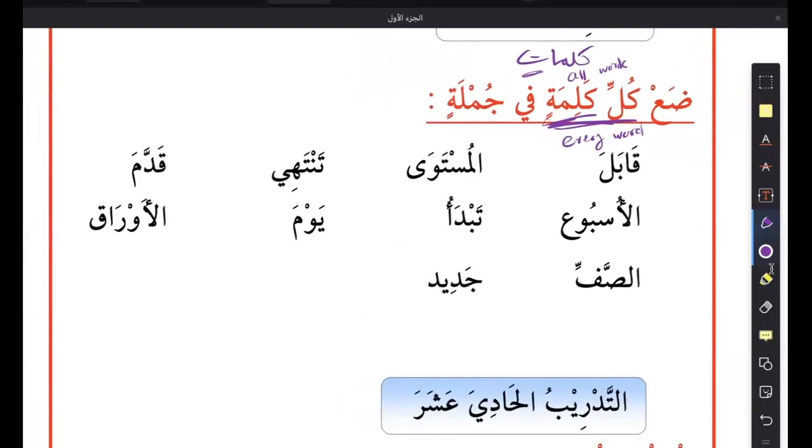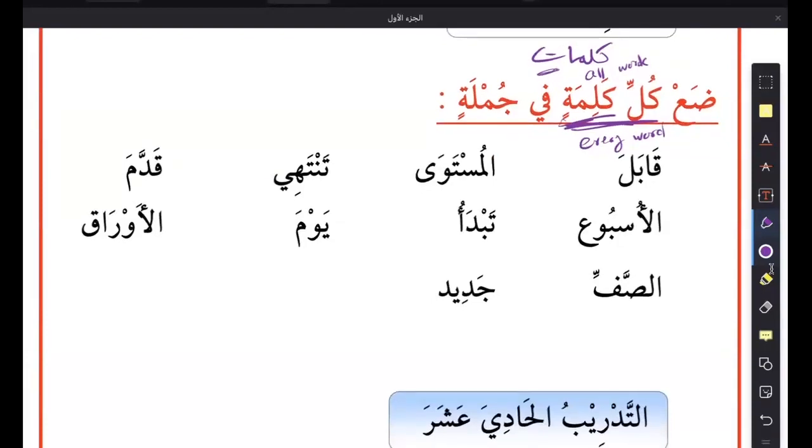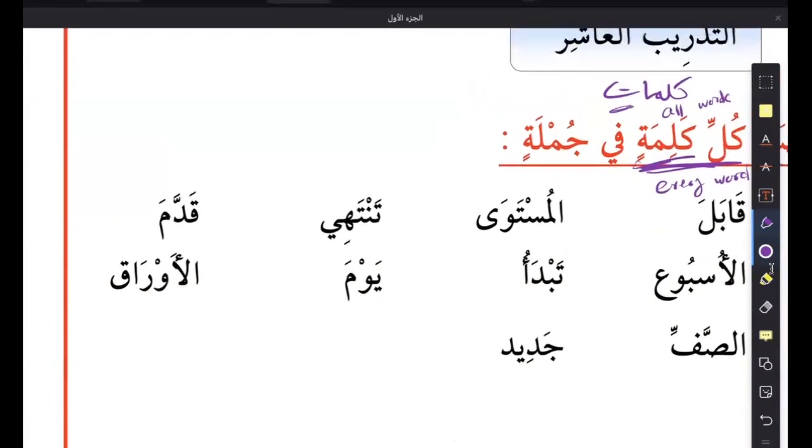So all of these words, I'm pretty sure we have had them before. We know قابل يقابل, to meet, أسبوع, which is the week. صف, we talked about. It could be a classroom, it could be a row. Mustawa, we had all of them before, right? تنتهي, this is from intaha. Intaha yantahi, which means to finish. You finish something. Intahaitu min ad-durus. I finished the lessons.